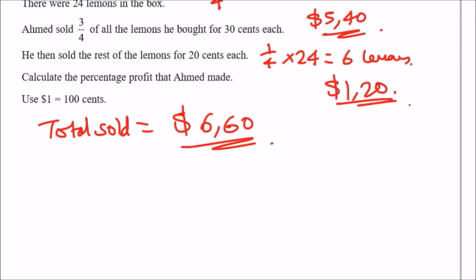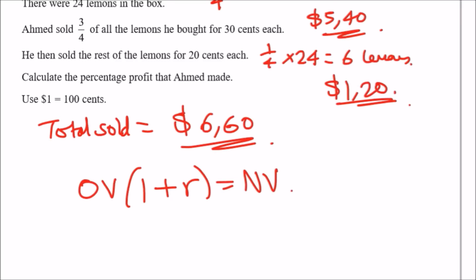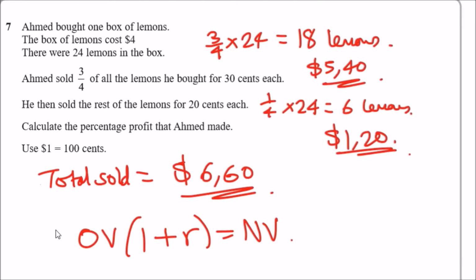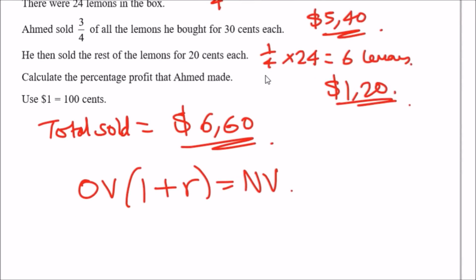Now to calculate the profit, it's always this. You could use it, personally I use this formula. I always stick to the original value times 1 plus or minus the rate. In this case it'd be plus because our new value is going to be 660. So it'll be original value, which is always going to be how much he bought it for. He bought it for $4. Now we want to find the profit. So the R represents the profit. So let's call that profit. And it must equal 6.60.